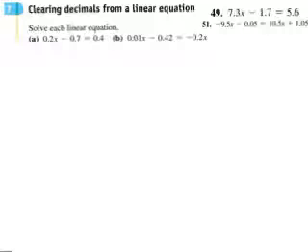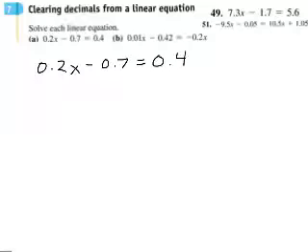So you can see where understanding your decimals and your fractions is going to be a big help. And so if you're fuzzy on them, then you need to get a little practice doing it. Okay, so we have this problem: 0.2x minus 0.7 equals 0.4.